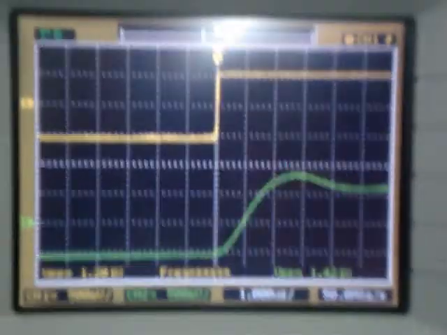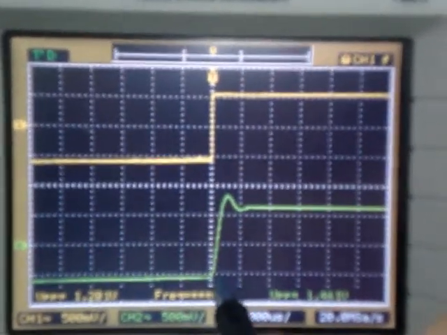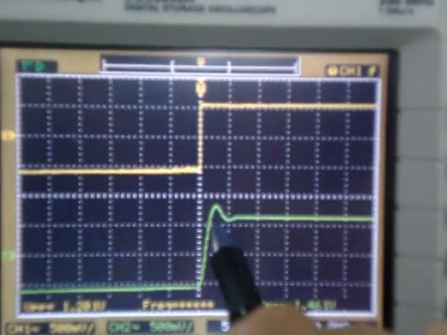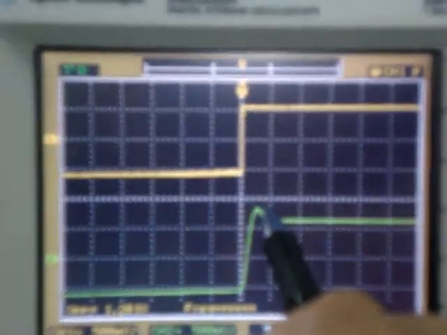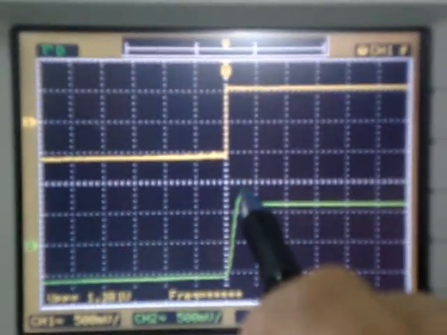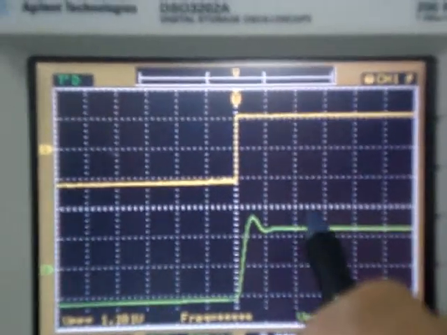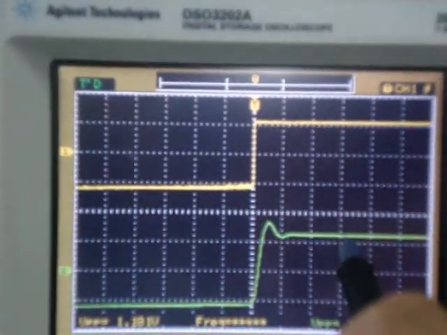Now let us give a square wave of 1 volt peak to peak at 100 hertz. And when we have given 100 hertz, see that there is a certain delay in rising. At one particular point we find that there is a maximum overshoot, there is a damped oscillation, and then it settles down to 1 volt.